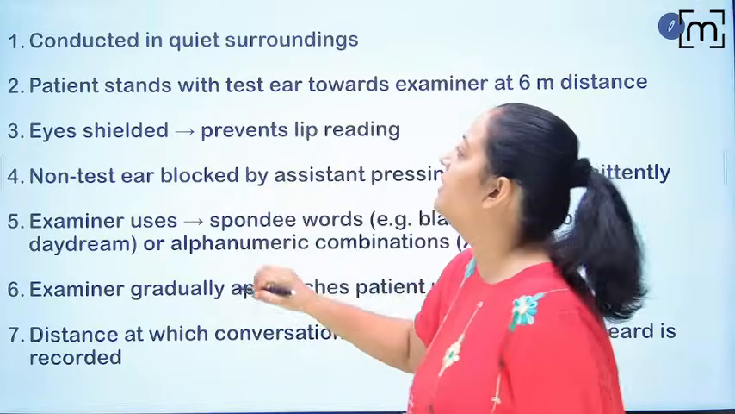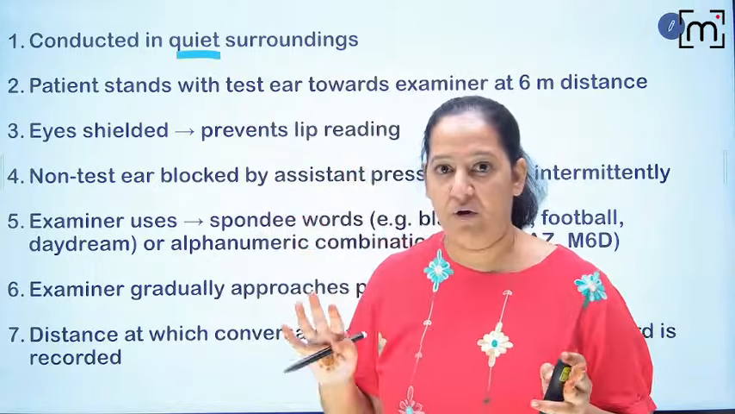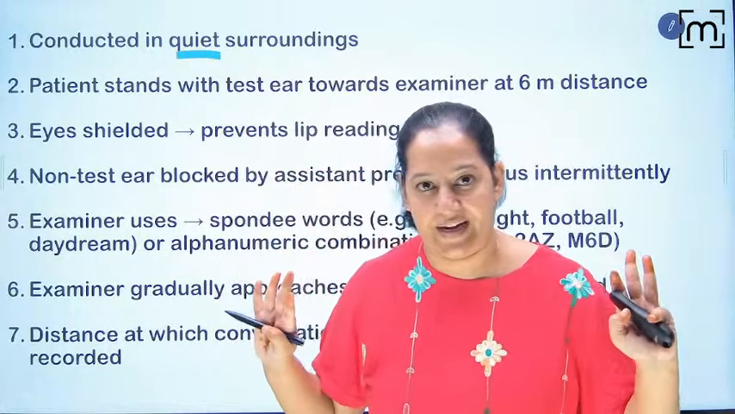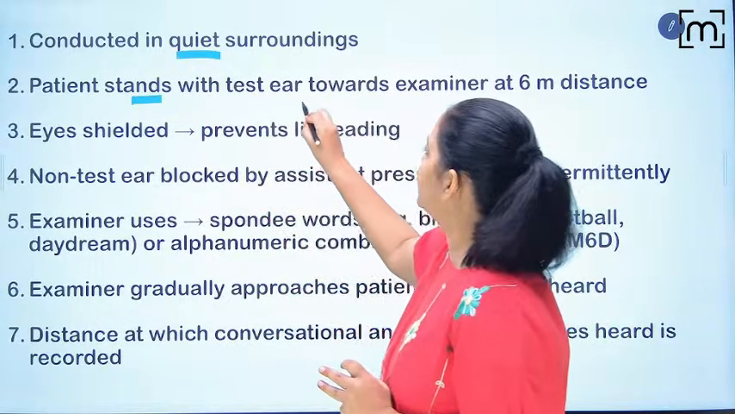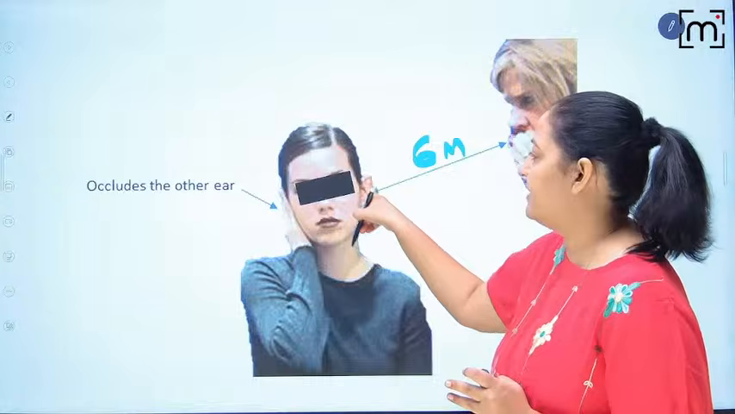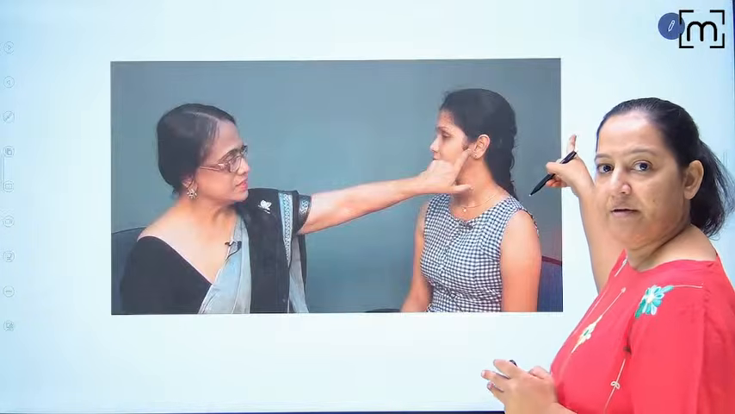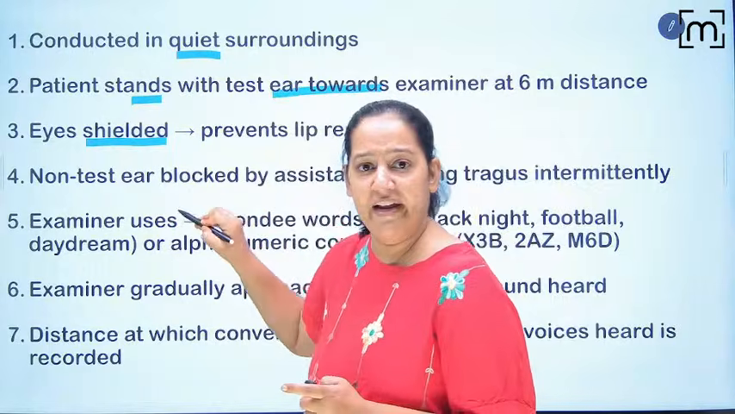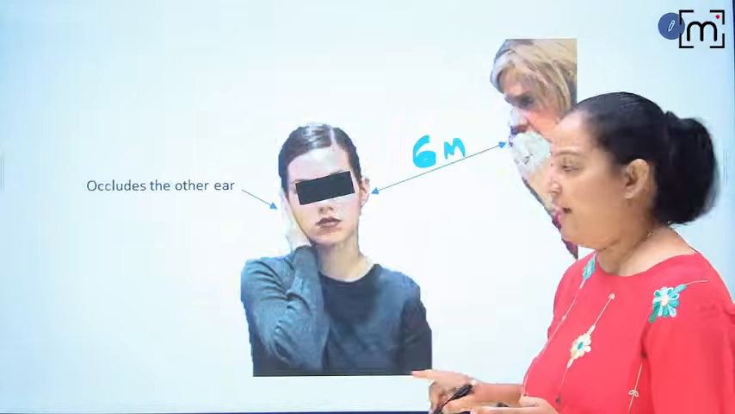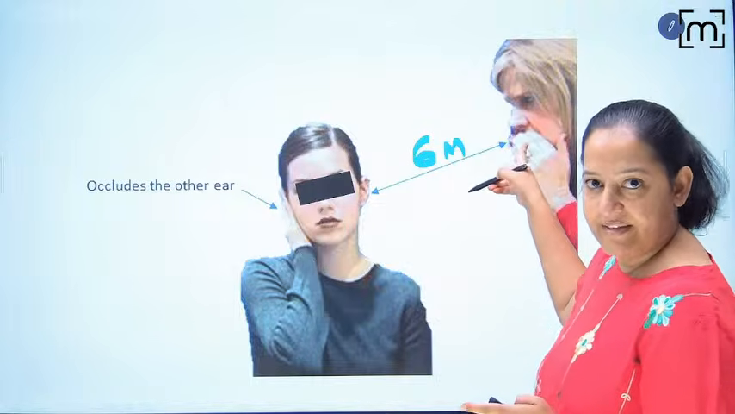So see the procedure. Conduct in a quiet environment. First of all, there should be no surrounding traffic sound or any sound. Patient stands with the test ear towards the examiner. This is the examiner, this is the test ear. Eyes are shielded to prevent lip reading.